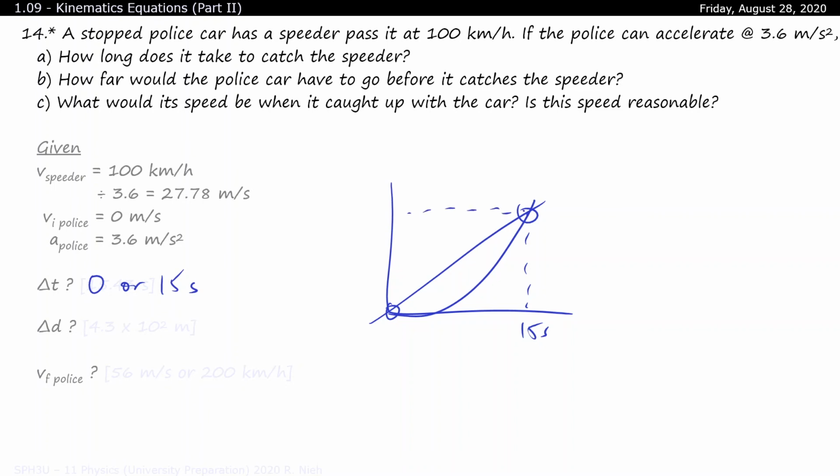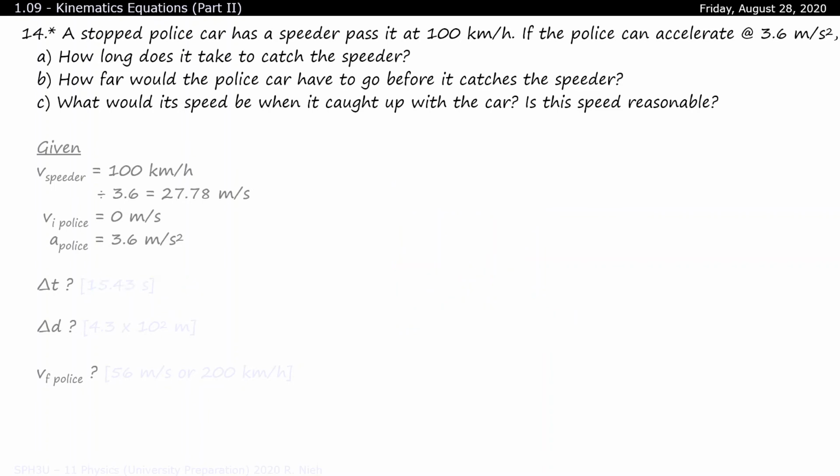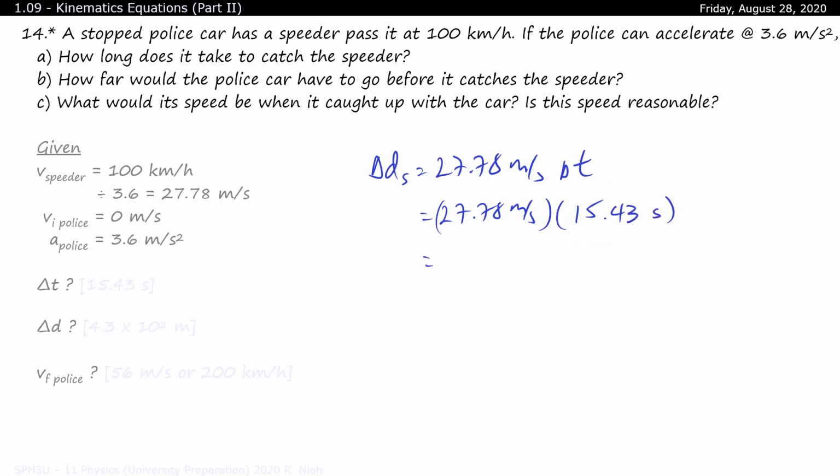The second part of the story is, well, where did they meet up? So what do? Well, you sub it into one of the two equations that I erased. I'll do the first one because it's a lot easier to write out. Delta d of the speeder is equal to 27.78 meters per second times delta t. So 27.78 meters per second times, again, don't just leave it at 15. You want to carry at least one extra significant digit. 2 extra is a bit more ideal. And then when you crunch it out, you end up getting 428.64 meters.